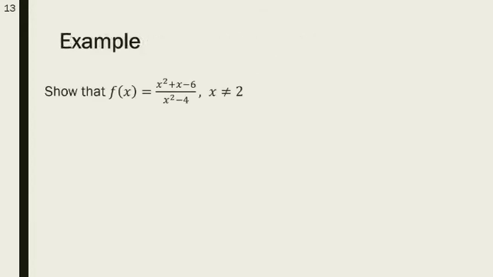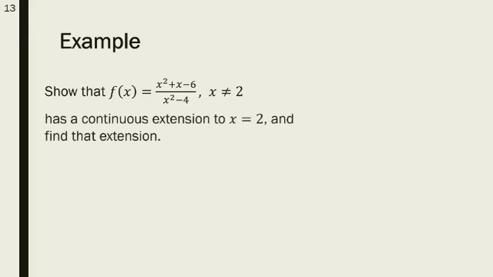For example, show that the function f of x is equal to x squared plus x minus 6 over x squared minus 4, where x is not equal to 2, has a continuous extension to x is equal to 2, and find that extension. Since this function is not defined at x is equal to 2, we're going to find a continuous extension to that point.